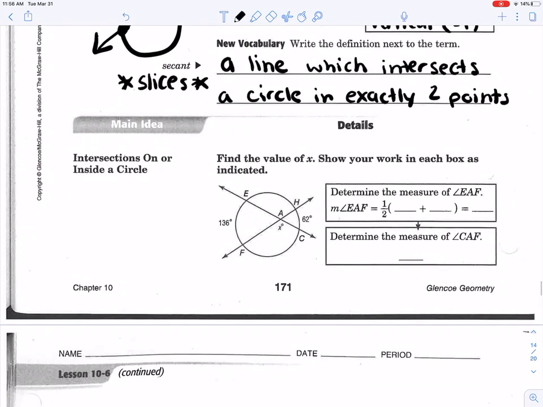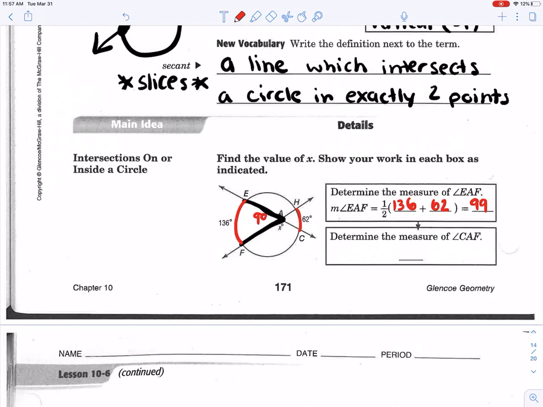Find the value of x. Show your work in each box as indicated. Determine the measure of angle EAF. So that would be right here. Well, the issue is that that's the inside angle and I'm given both of the arcs. So I notice that my 2 intercepted arcs are EF, which is 136, and HC, which is 62. So I can find the measure of angle EAF by adding those up and dividing by 2 or multiplying by a half. I find that it's 99.